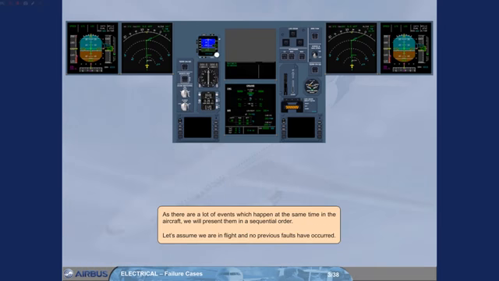As there are a lot of events which happen at the same time in the aircraft, we will present them in a sequential order. Let's assume we are in flight and no previous faults have occurred.